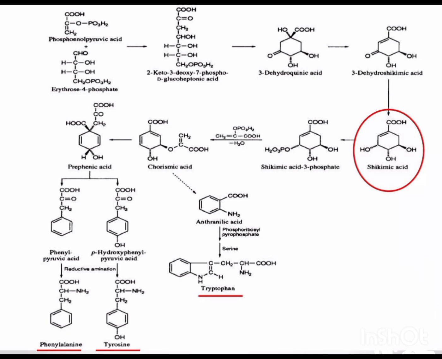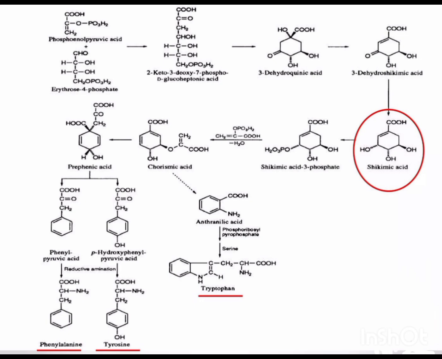The DHQ is further converted into 3-dehydroshikimic acid with the help of 3-dehydroquinate dehydratase. 3-dehydroshikimic acid with the help of shikimate dehydrogenase converts into shikimic acid. The shikimic acid with the help of shikimate kinase converts into shikimate 3-phosphate.